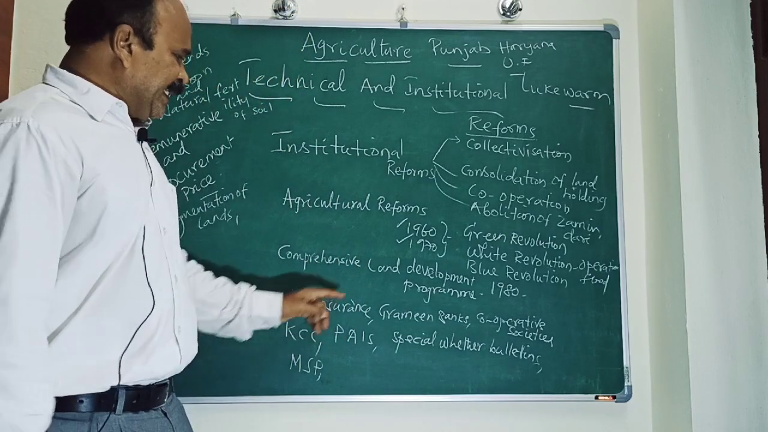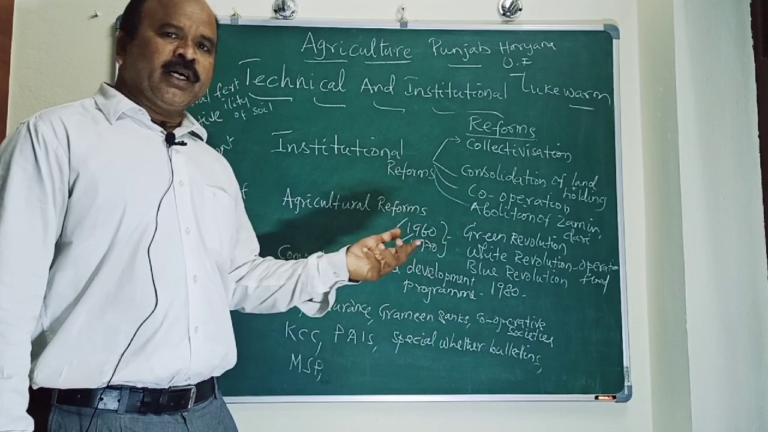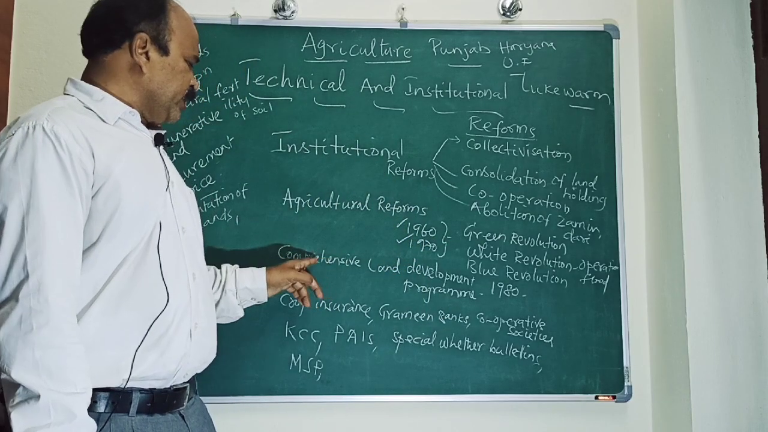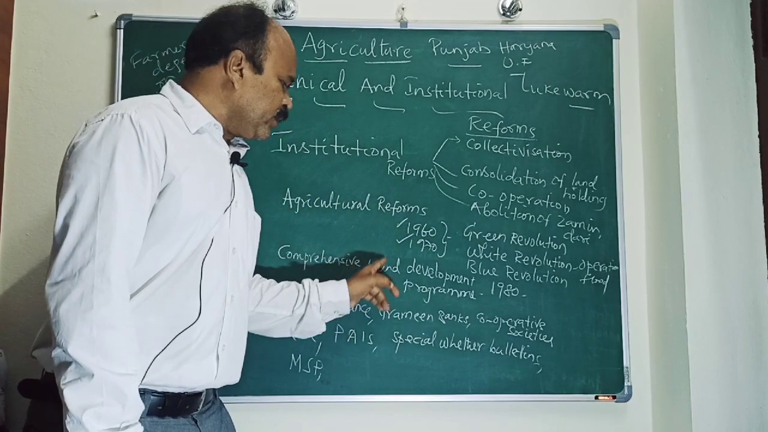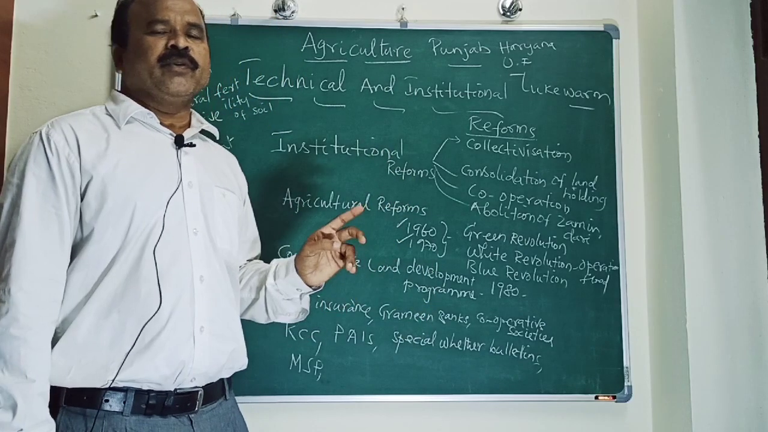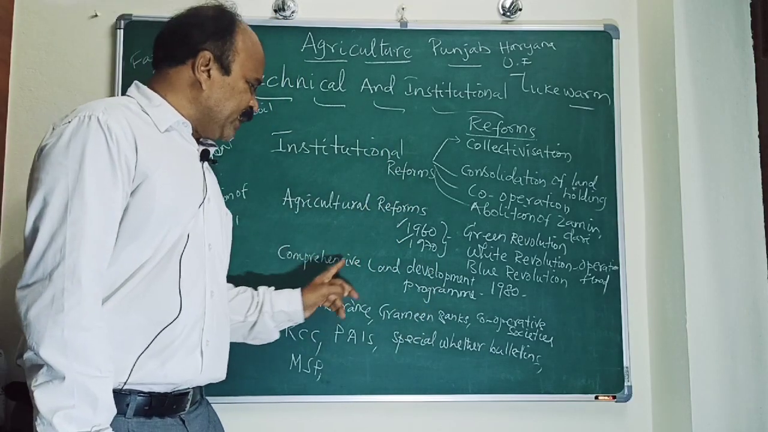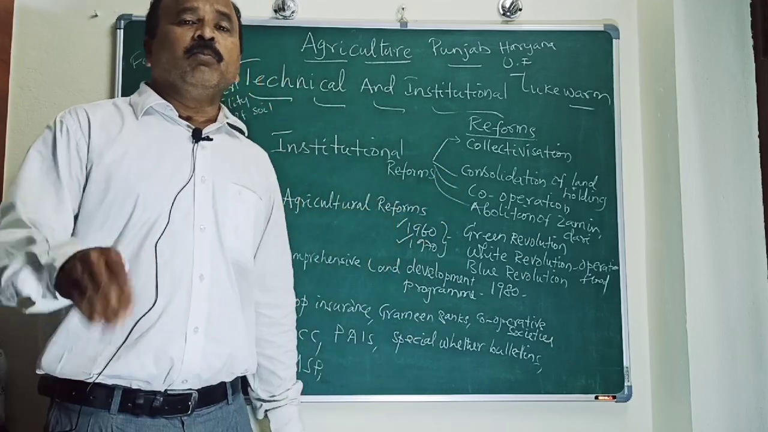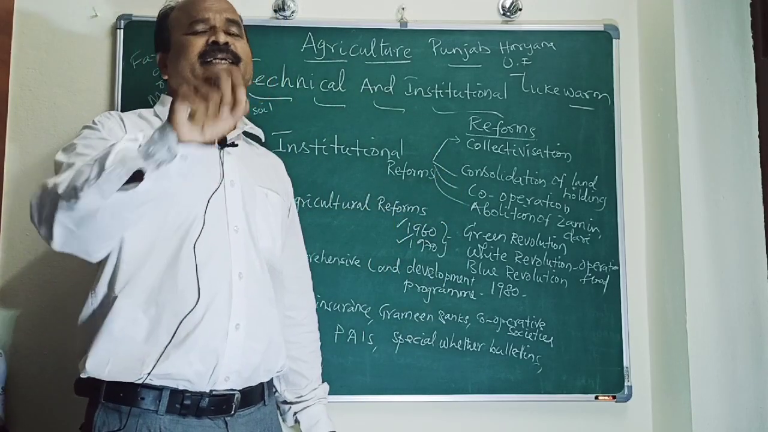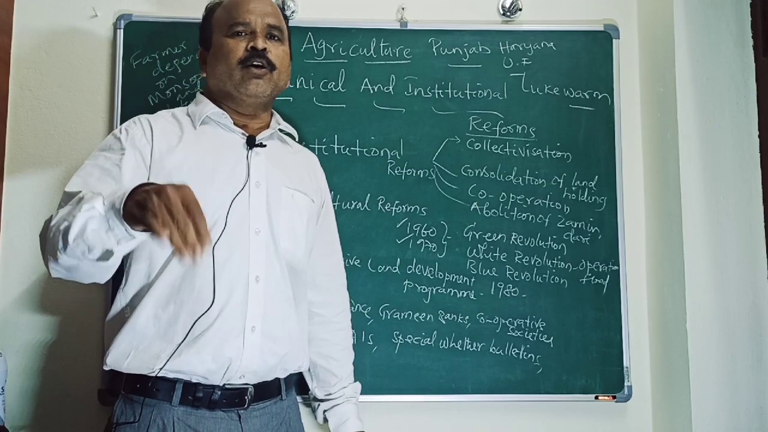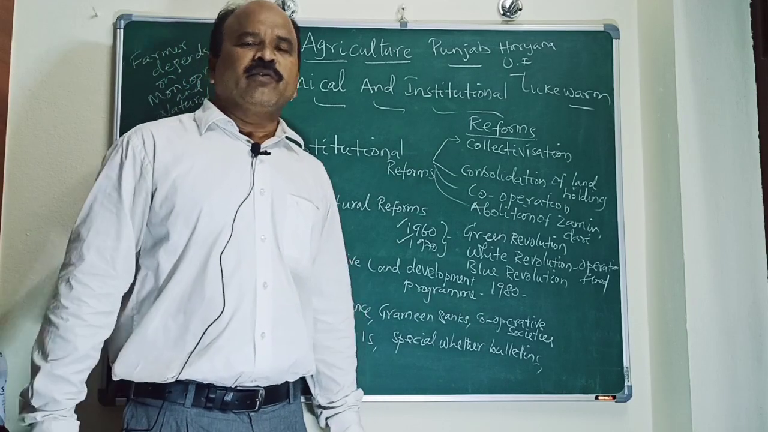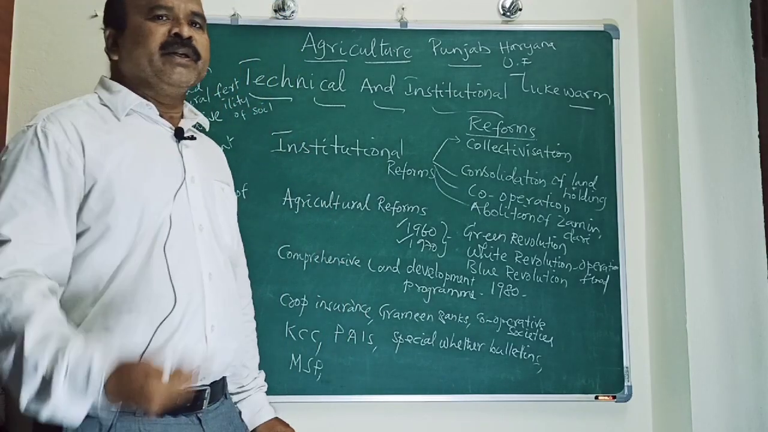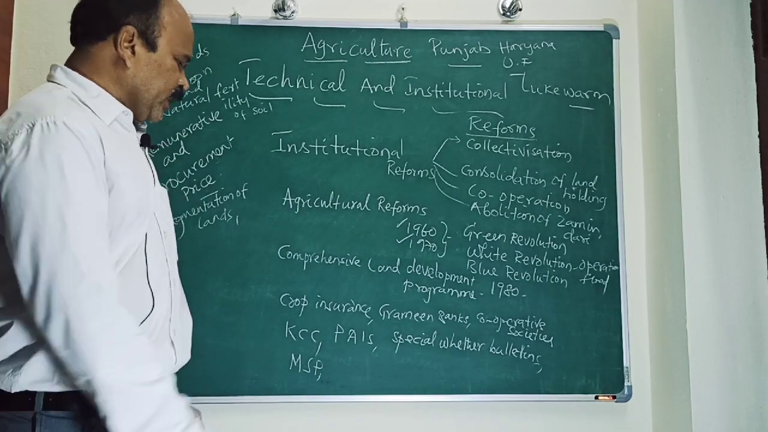So now in the 1980s, the government went for one more program. What is that? Comprehensive Land Development Program. Now this included both institutional and technical reforms. So the government introduced a variety of schemes for the farmers for their benefit, for their development. What all were introduced?